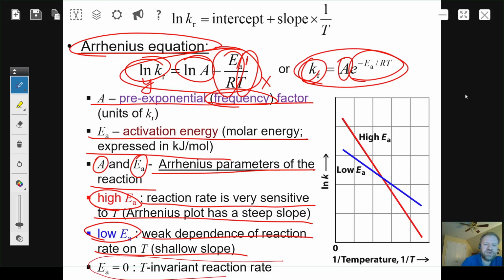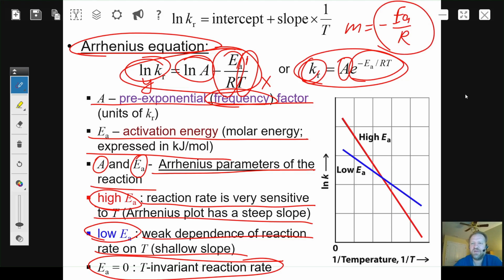And of course, when activation energy is zero, it means that the reaction rate is not dependent on the temperature. It is so-called temperature invariant. So again, you can see that the slope is the negative of activation energy over R, and the slope is going to be negative because activation energy is positive and the gas constant R is positive as well. Then the magnitude of the slope is going to be governed by the numerical value of activation energy. The greater the activation energy, the steeper the slope.